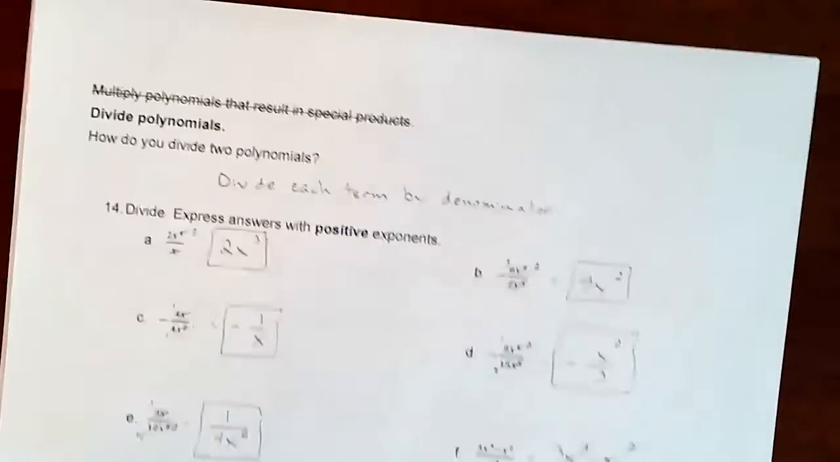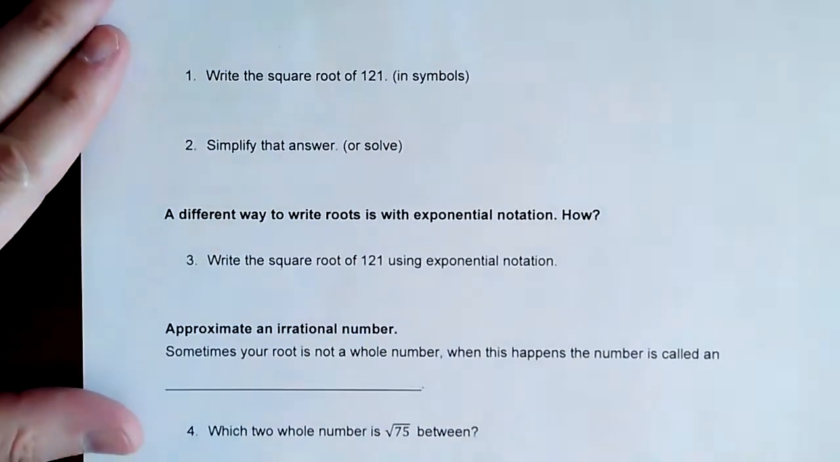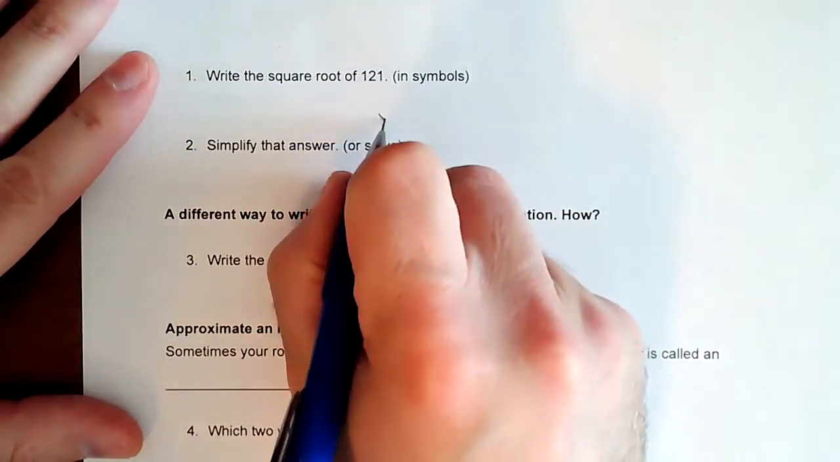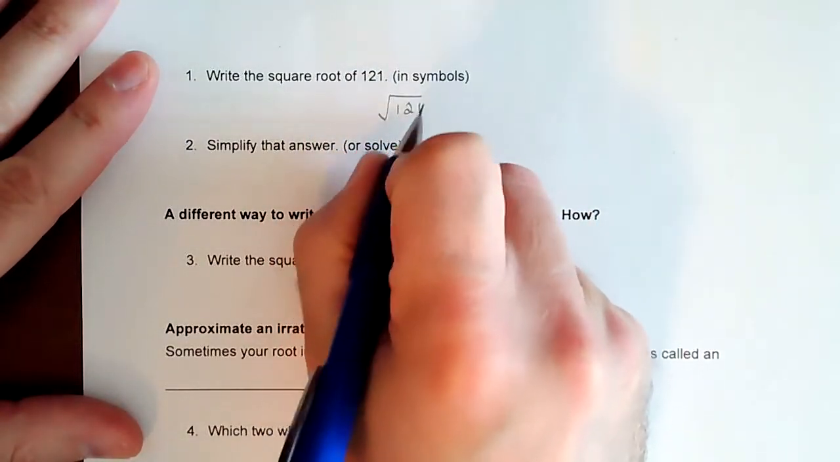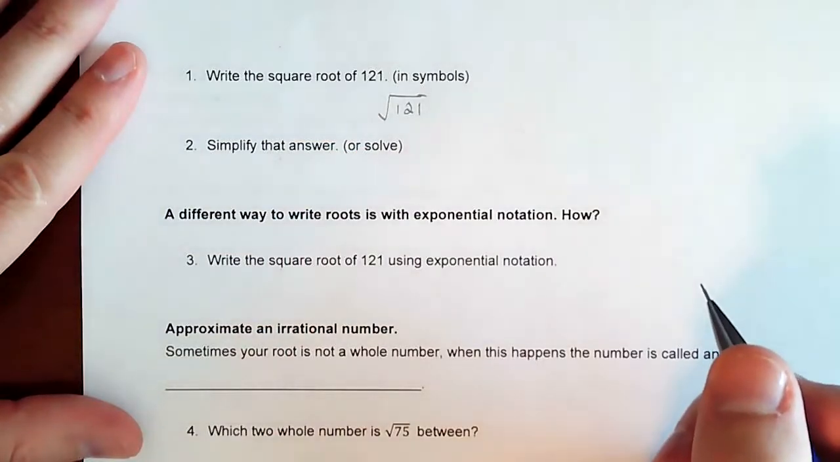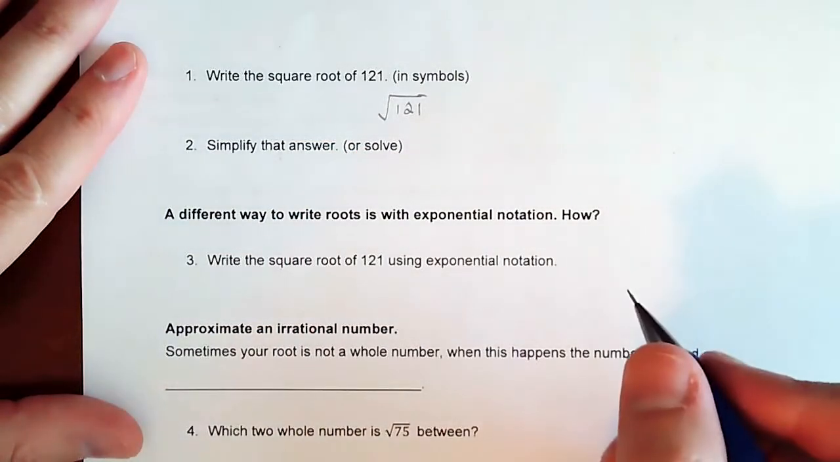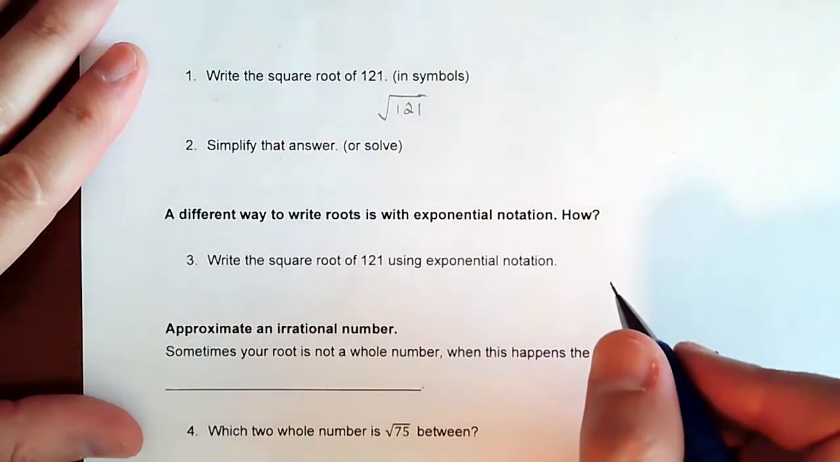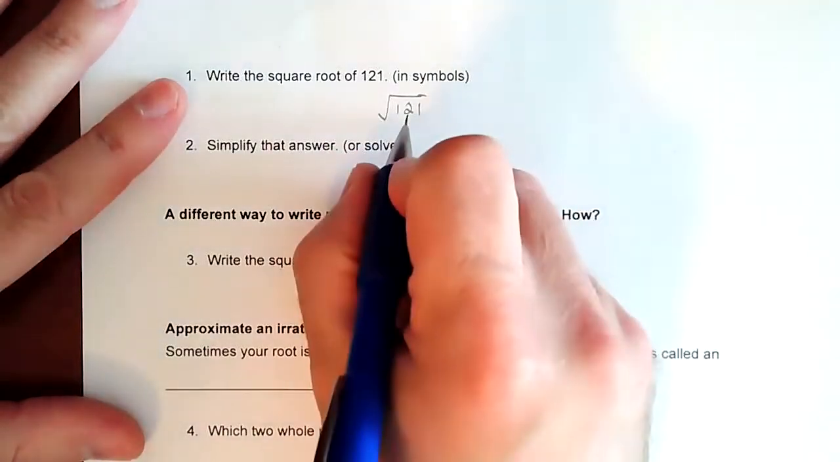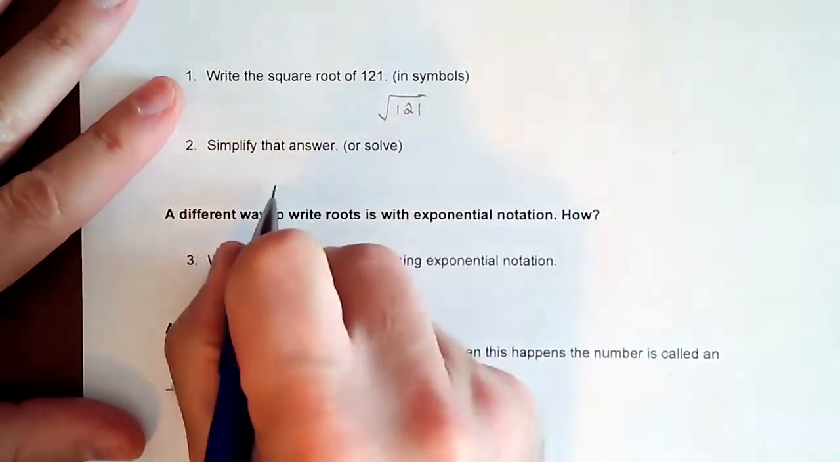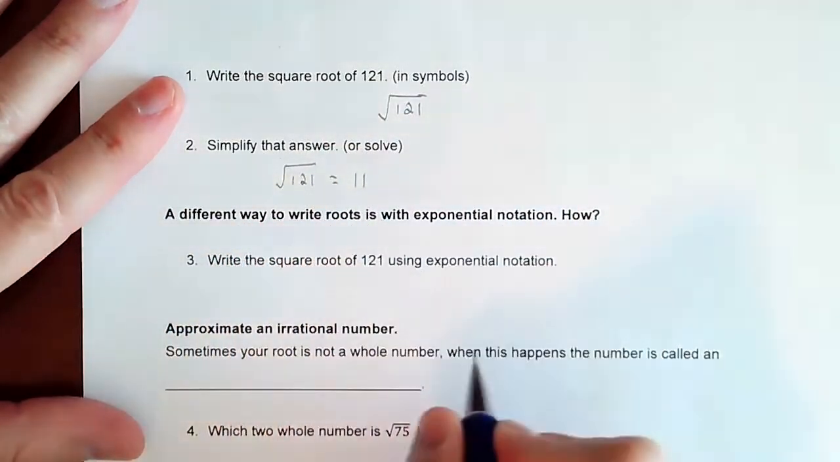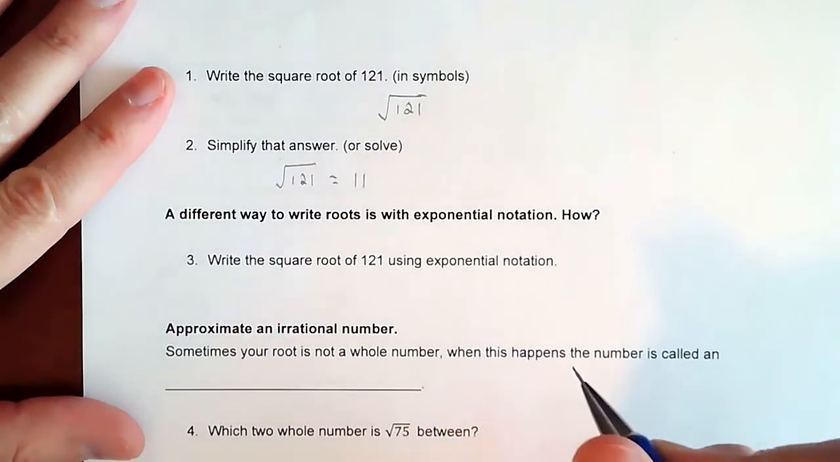To do a little bit of operations with it, we're going to start off by writing the square root in symbols. So the square root of 121 looks like that. And then what is the answer to that? That's something you plug in the calculator, or you could just know what multiplies together to get that. First thing though is you do have to know that it is a perfect square. And to simplify that, the square root of 121 is 11. That's something either I'm going to know or I'm going to plug into the calculator.